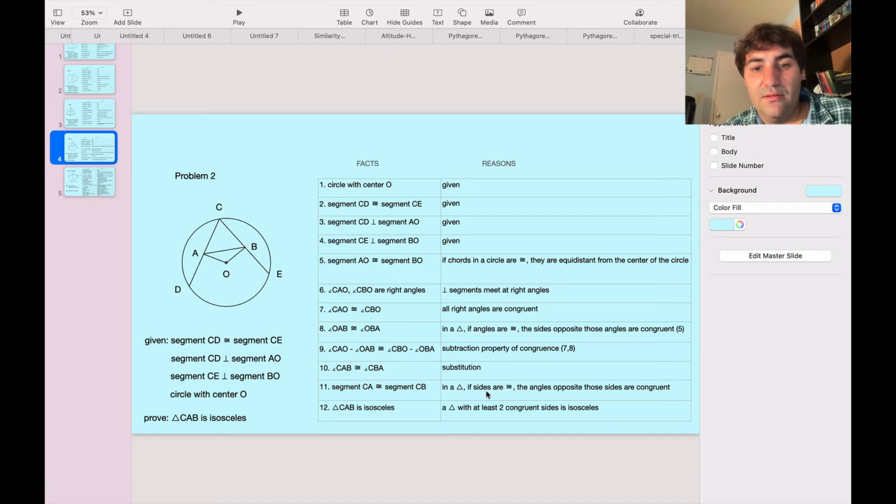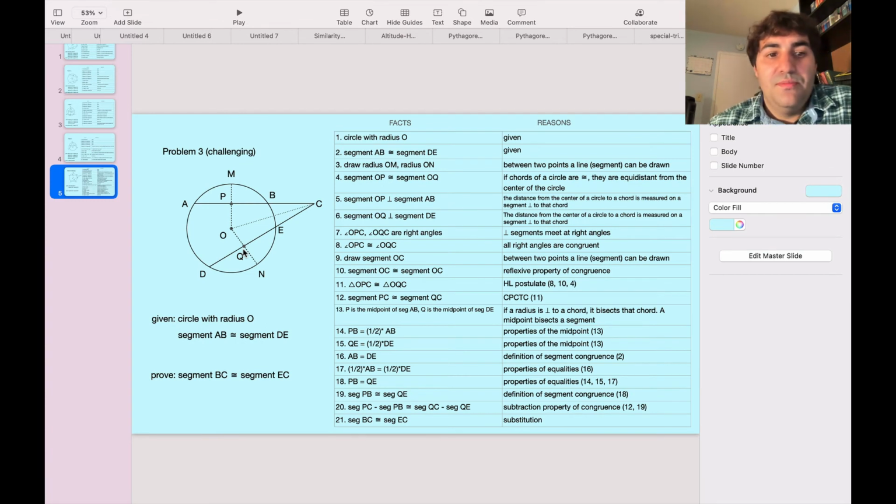We know in a triangle if 2 sides are congruent, then the angles opposite those sides are congruent. So it's like what we did in statement 8, but kind of the reverse, right? So segment CA is congruent to segment CB. And we know a triangle with at least 2 congruent sides is isosceles. So triangle CAB is isosceles.